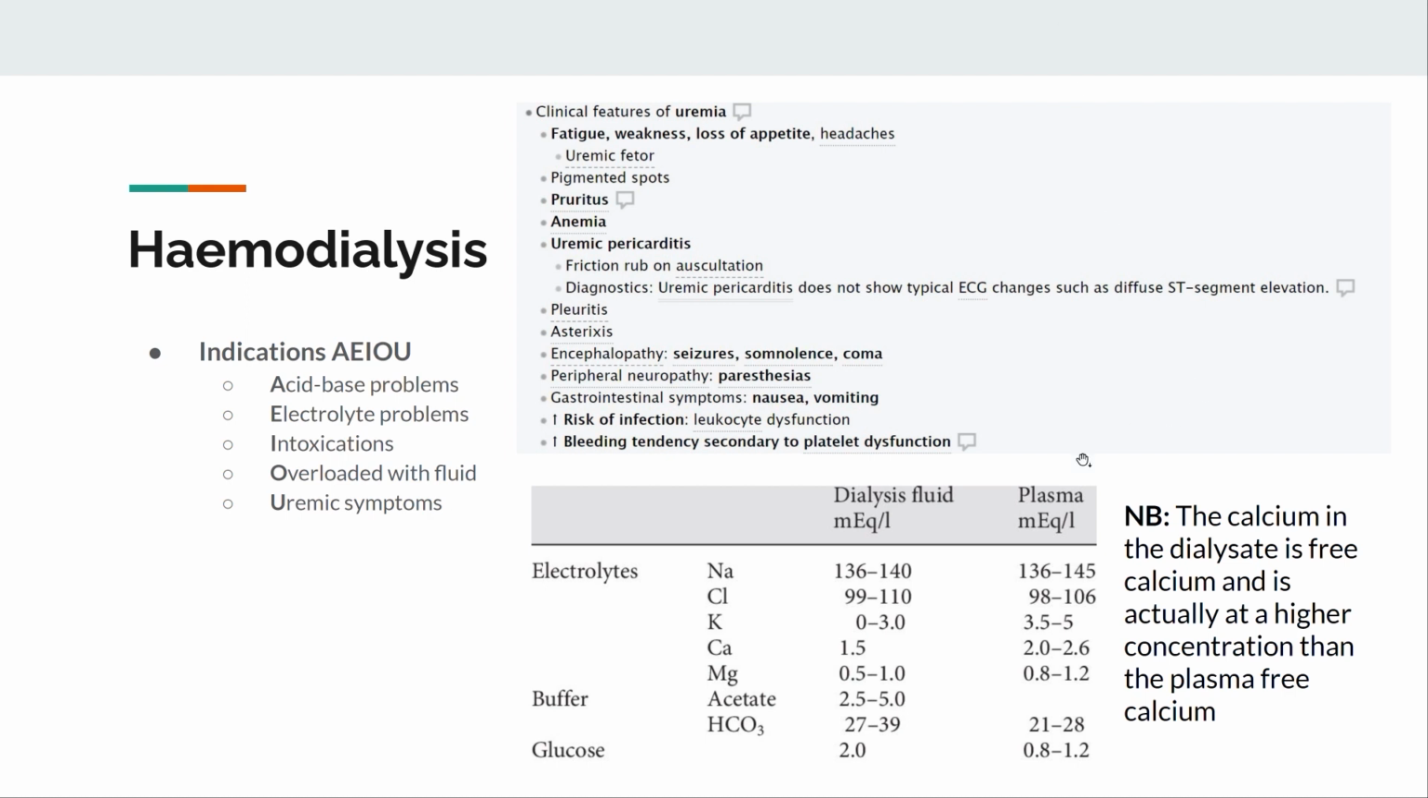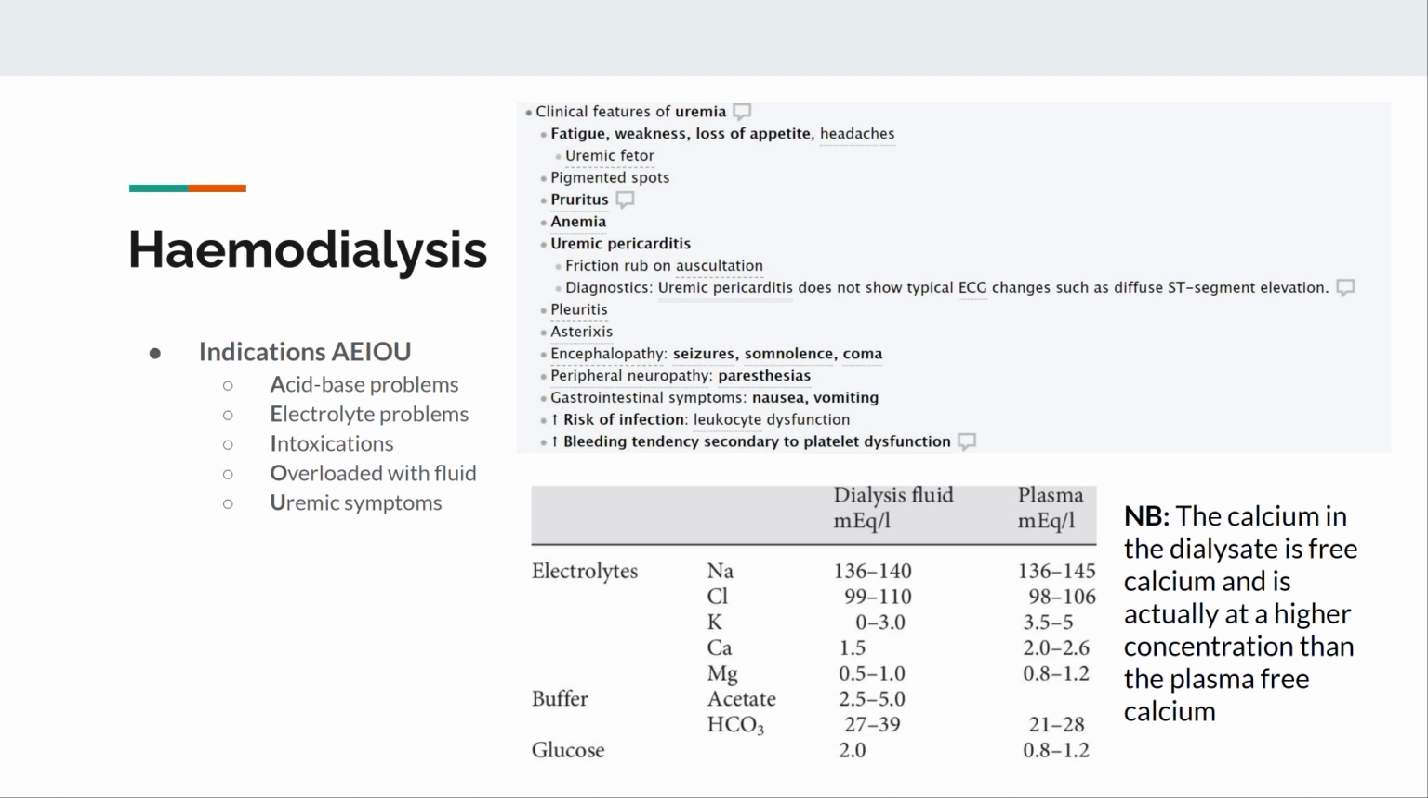The other thing I put on this slide is a comparison of the composition of dialysate to plasma. Something to note is that the potassium is lower than the normal plasma level. That's to try and pull potassium out of the blood. All of this works by a diffusion gradient. So you can treat hyperkalemia by putting a low amount of potassium in the dialysate.